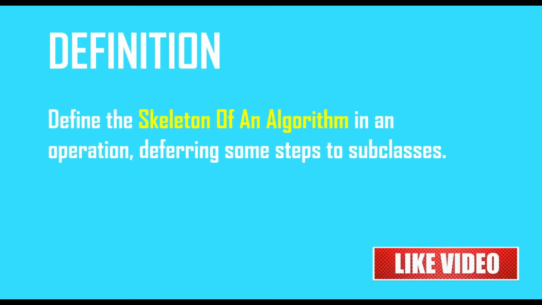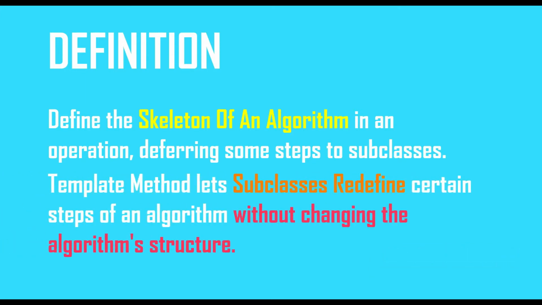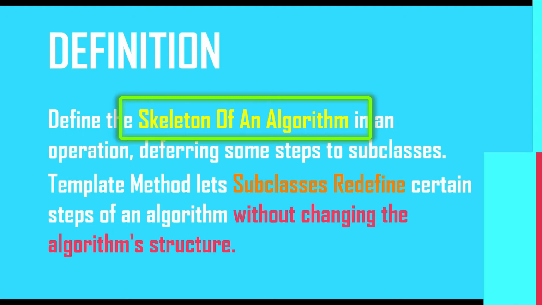First thing first, let's see the definition. The definition says, define the skeleton of an algorithm in an operation, deferring some steps to subclasses. Template method lets the subclasses redefine certain steps of an algorithm without changing the algorithm's structure. Here, the skeleton of an algorithm is nothing but the template for executing certain functionality. Let's try to understand this pattern in detail.